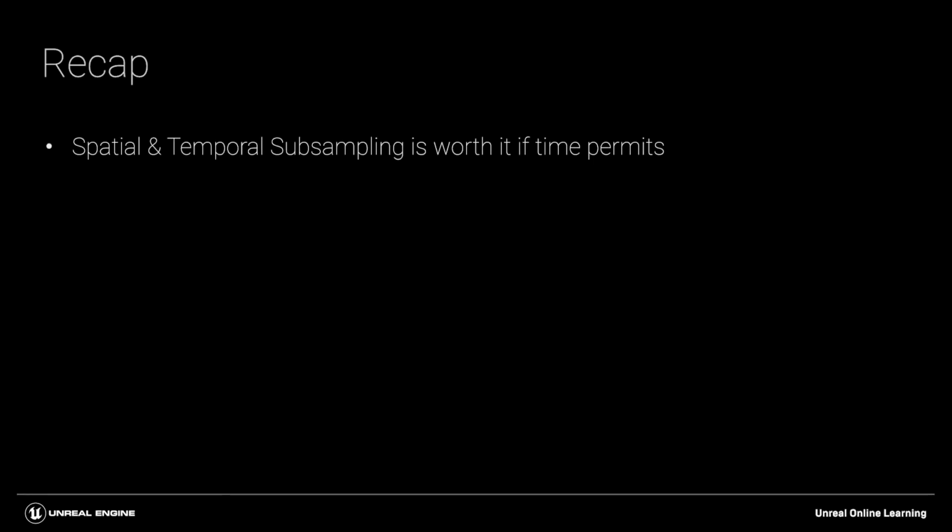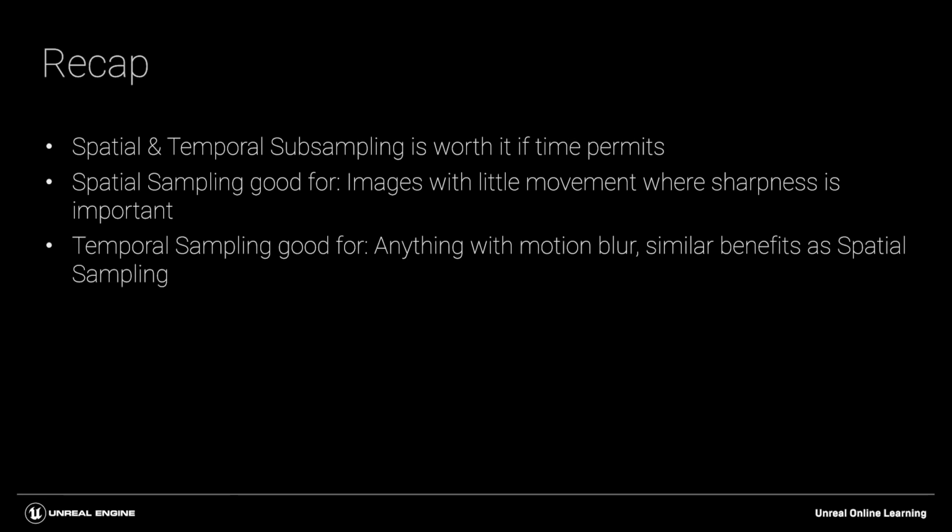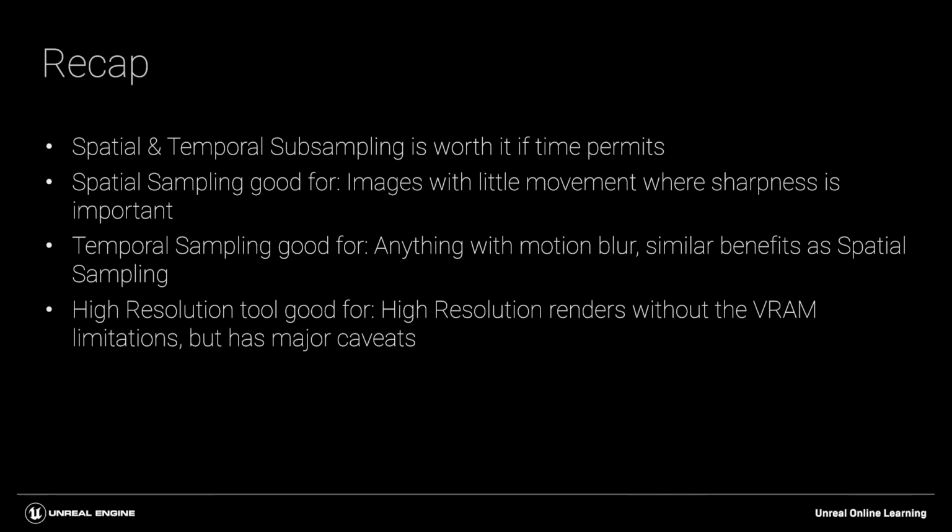So to recap this information-heavy module, spatial and temporal subsampling are absolutely worth the extra time to render if you can afford it. Spatial subsampling is best used for scenes with very little motion blur, where a high sharpness and very crisp detail is desired. Temporal subsampling is desired with scenes that do have motion blur, but it also has similar benefits as the spatial sampling. The high resolution tool is great for rendering extremely high resolution without the VRAM cost, but there are caveats to be aware of, such as not supporting screen space effects, auto exposure, and temporal anti-aliasing.